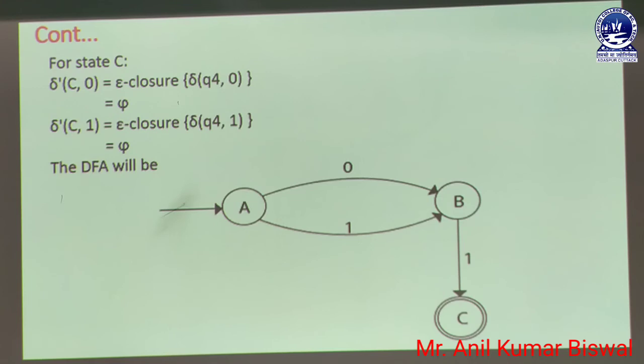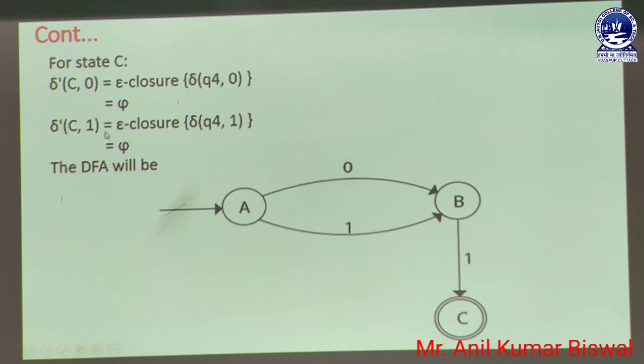For state C, we are making its transitions, known as transition dash of C, taking the input symbol 0. At that moment we calculate its epsilon closure. When the epsilon closure of the transition of Q4 with input symbol 0 is calculated, it creates a phi state. So the phi state is generated whenever the user gives input symbol 0 to state Q4.